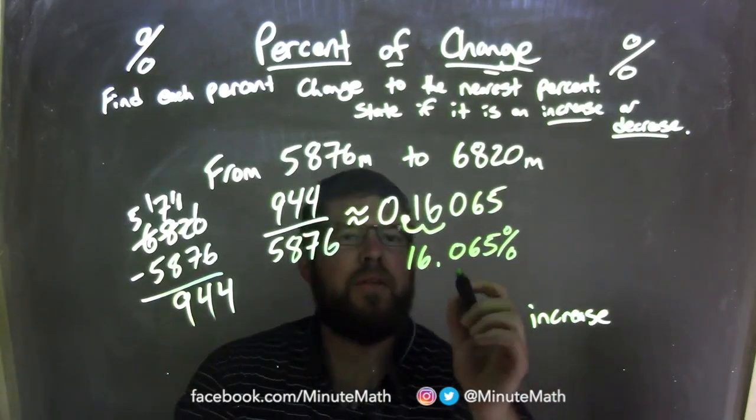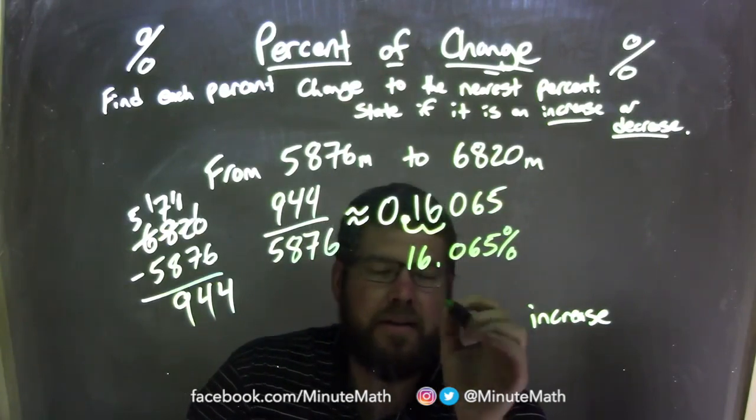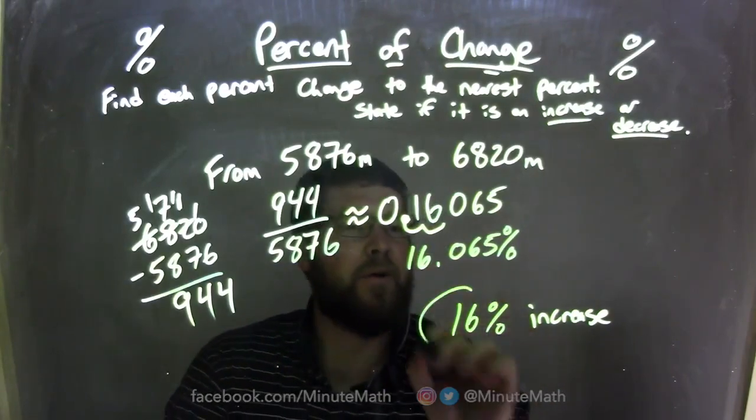To round that, I look at the number right after the decimal, which is 0. That causes the 6 to stay rounded down. So we're left with the final answer of 16% increase when it's rounded.